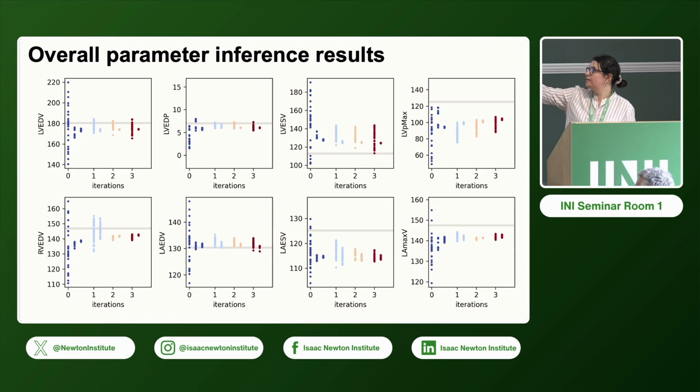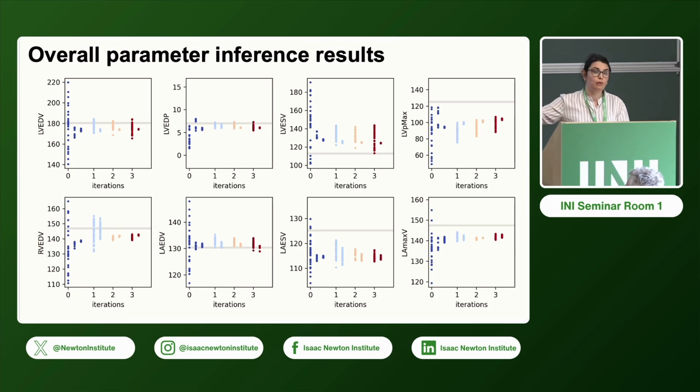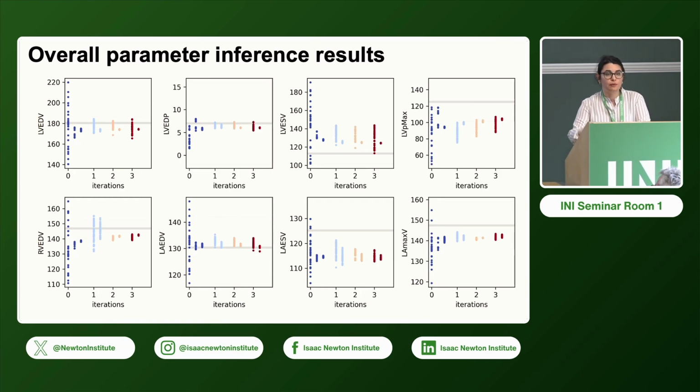So the blue is where I started, which is all over the place. And as we proceed in the history matching, you can see that the dots fall within the shaded area, which is what we want. So this is quite promising preliminary results to perform parameter inference on such a complex model.